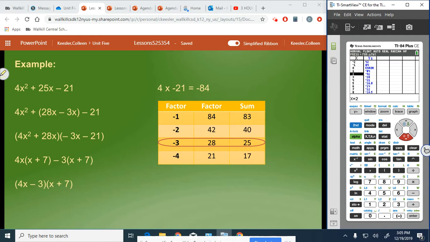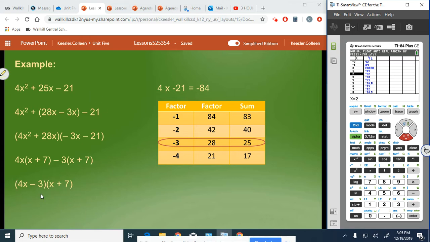squared and 4x out of 28x. And that leaves behind x plus 7. Then negative 3x and negative 21 have a common factor of negative 3, and that leaves behind x plus 7. Last, I can factor out that x plus 7, and I'm left with 4x minus 3, making 4x minus 3 times x plus 7 the same as 4x squared plus 25x minus 21.